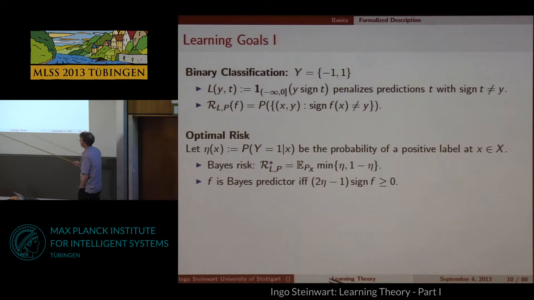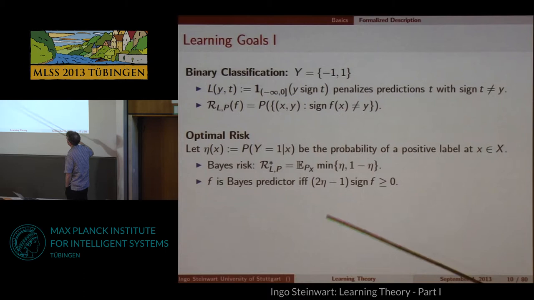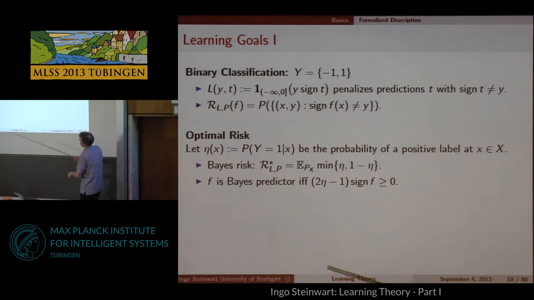OK, and then some simple calculations show that the base risk is just the expectation of the minimum of eta and 1 minus eta, and f is a base predictor if and only if 2 eta minus 1 times the sign of f is greater than or equal to 0. So what does that mean? This basically means the following. If the probability of having a positive label is greater than 1/2, then the base predictor should predict a positive label. And if the probability of having a positive label is smaller than 1/2, we will see fewer positive labels than negative labels at point x in the long run, then we should predict a negative label. And this is exactly what this formula means.